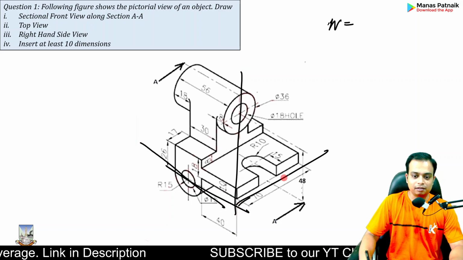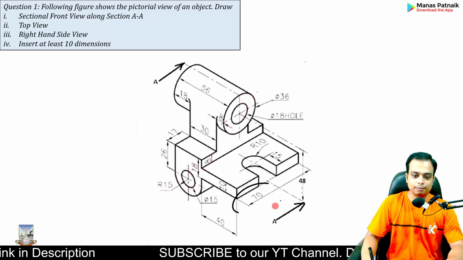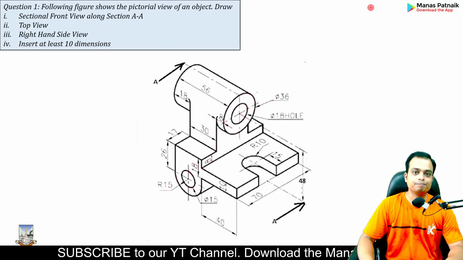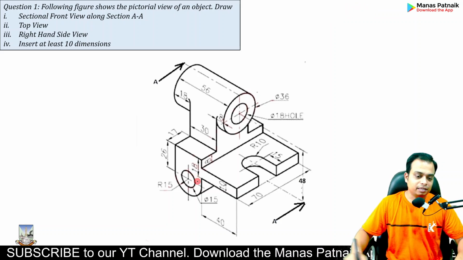Again, this is the length, width, and the height. Sir, the maximum width is 70. So this is very easy to determine. Second, what's the maximum length? Sir, maximum length is also very easy.